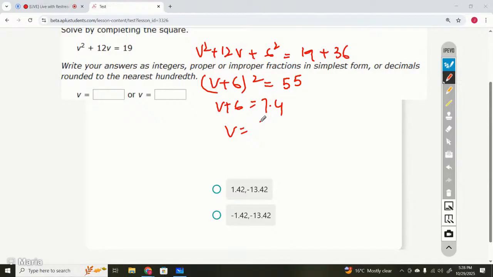So v equals 1.42 and negative 13.42. Option number 1 is the correct option.